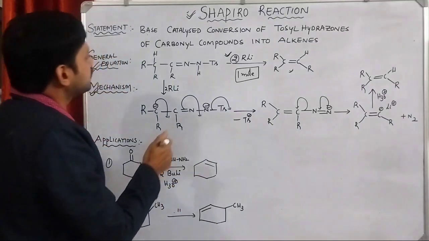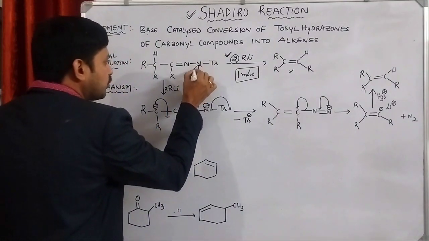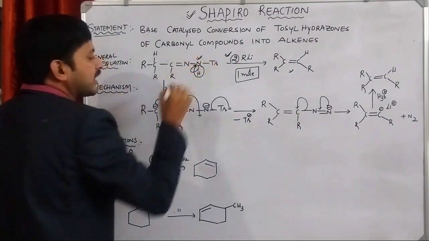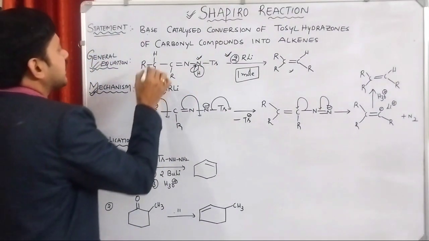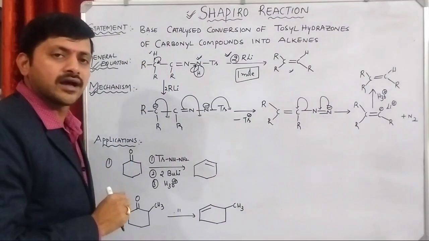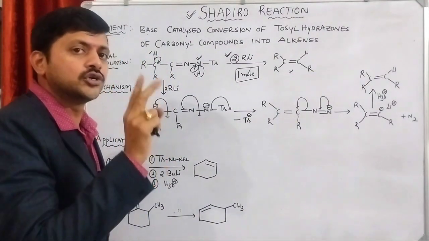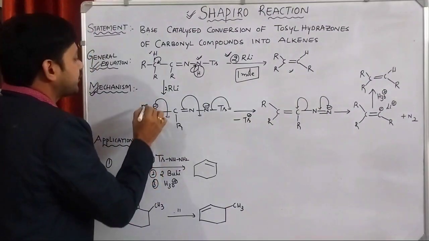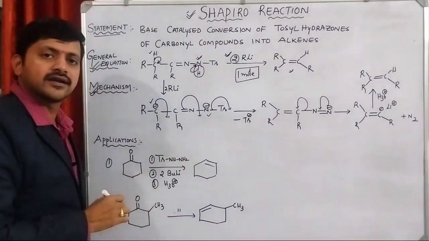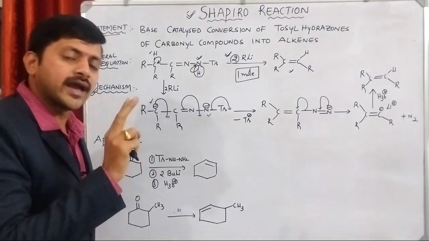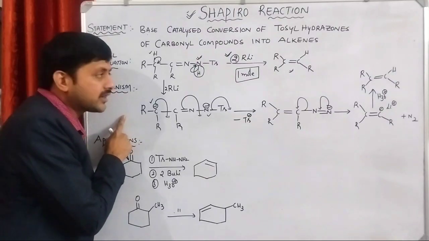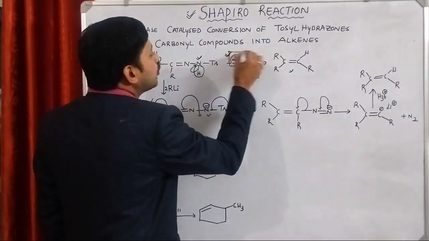If you see the mechanism, what happens? The first mole is going to remove the hydrogen attached to the nitrogen. The second mole is going to remove the hydrogen which is connected to the carbon. So we are going to remove 2 hydrogens. That's why a carbanion and also a nitrogen-containing anion, 2 anions, are produced in case of the Shapiro reaction. Why? Because we are using 2 moles of the base.